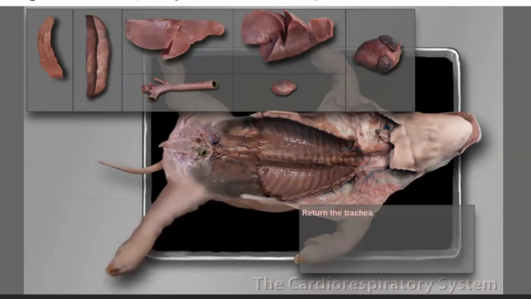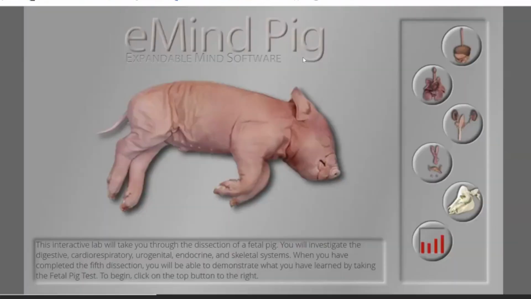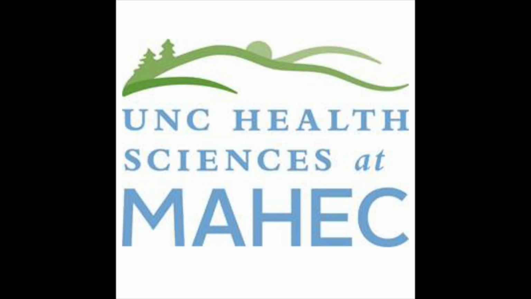Does anybody have any questions about any of the organs that we talked about today? If you don't have any questions about the pig dissections, do you have any questions for Misty in general? She's a good person to talk to about health careers or education requirements and that sort of thing. If you have any questions regarding a health career, feel free to ask Misty.